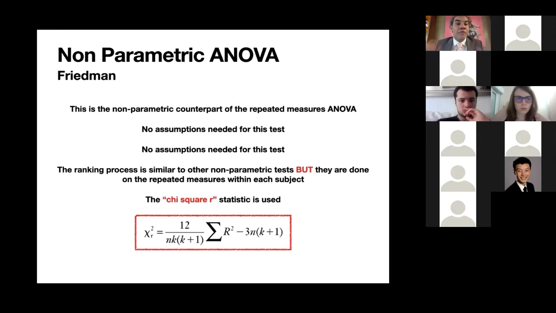Now, this is the Friedman test, or the Friedman ANOVA. The Friedman is the non-parametric counterpart of the repeated measures ANOVA. So here, no assumptions are needed for this test, okay? The ranking process is similar to other non-parametric tests, but it is done on the repeated measures within each subject. As you know, you need to rank the scores. Here, not the H statistic, but the chi-square R statistic is used. Sorry, this is the formula for the chi-square R statistic. You also just need to fill in the blanks.